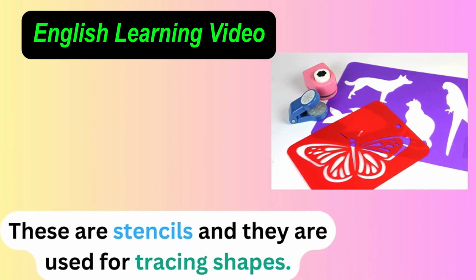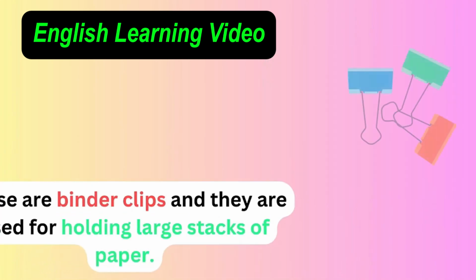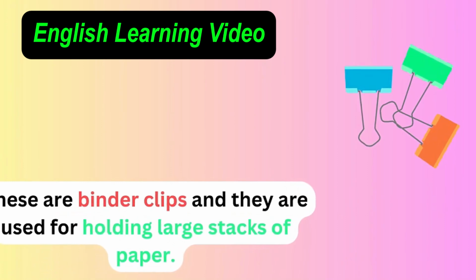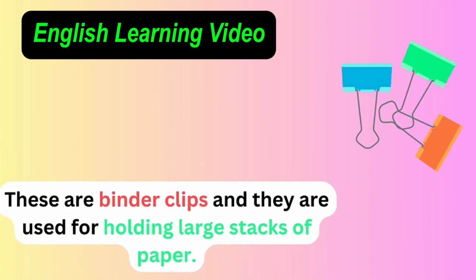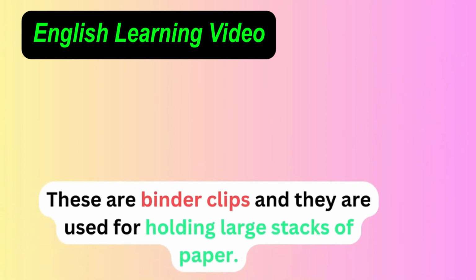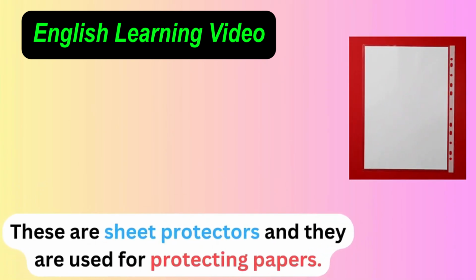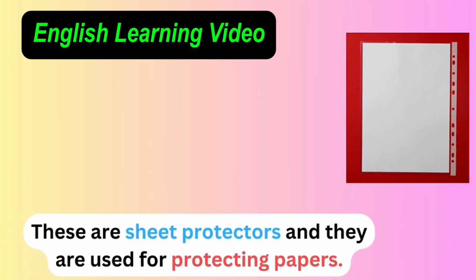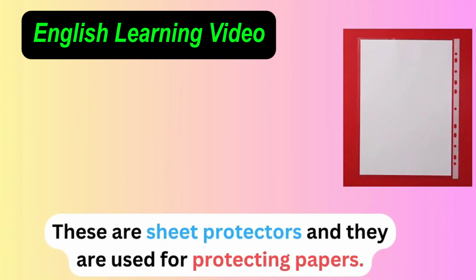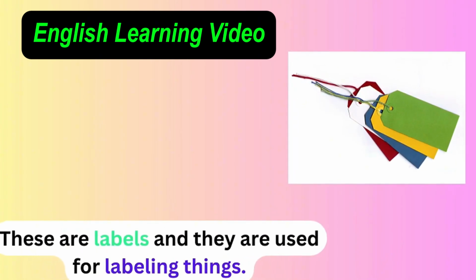These are stencils and they are used for tracing shapes. These are binder clips and they are used for holding large stacks of paper. These are sheet protectors and they are used for protecting papers. These are labels and they are used for labeling things.